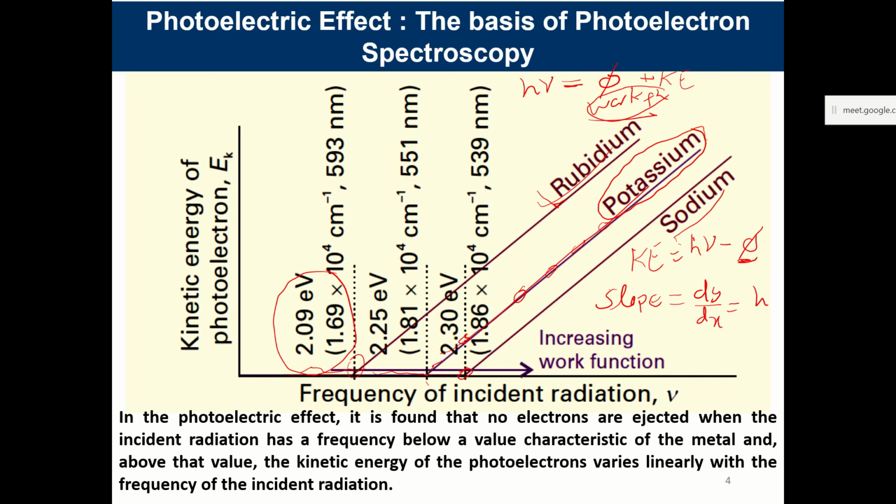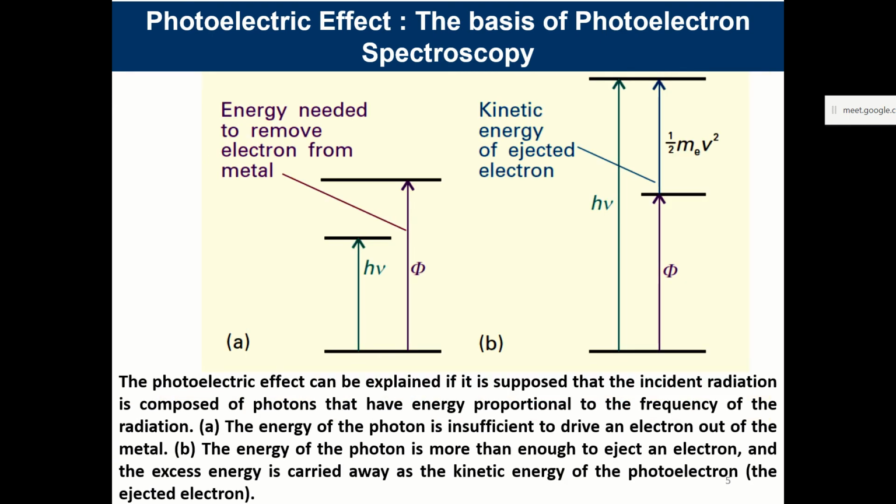The slope will be h, and the intercept will be phi, the work function. So that's how you can correlate this graph for understanding the basic things. So that's how we understand it. This is the energy required, which is defined as the work function phi, from a metal surface.